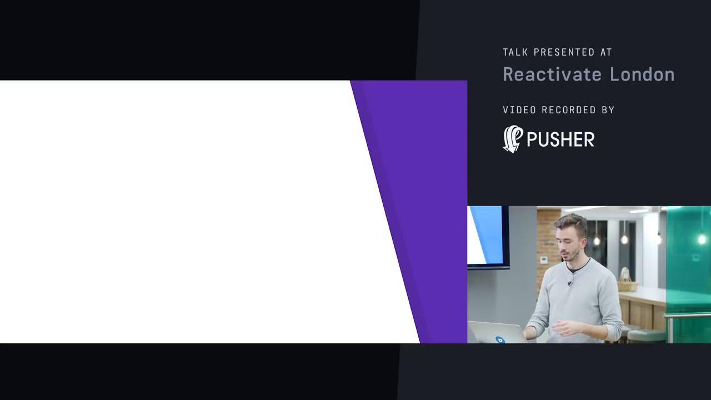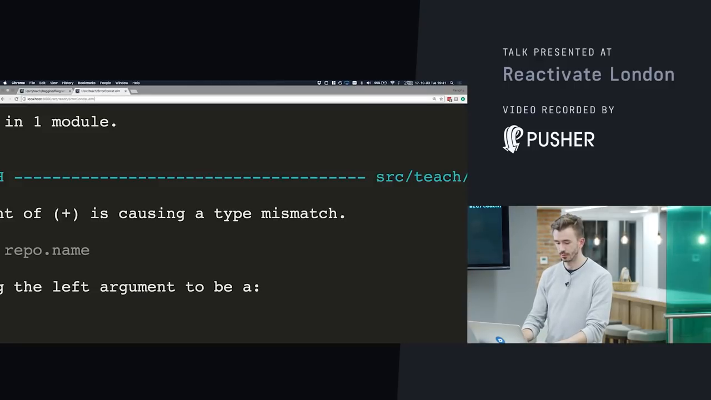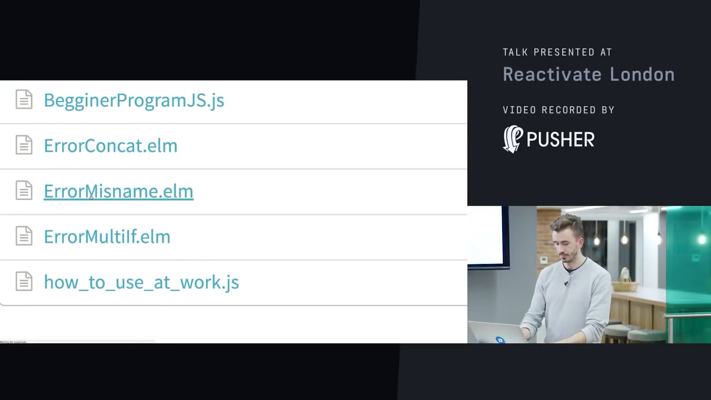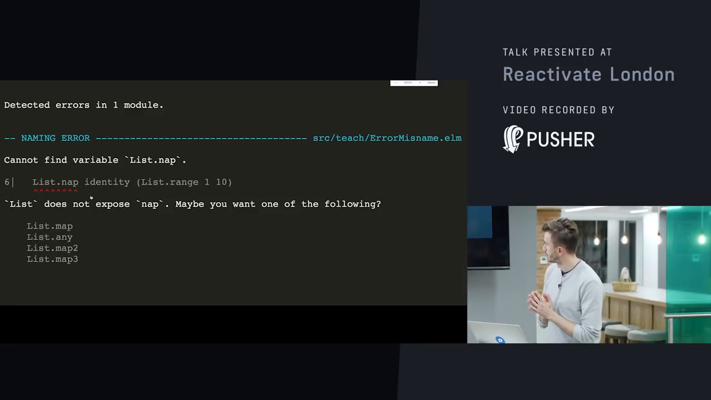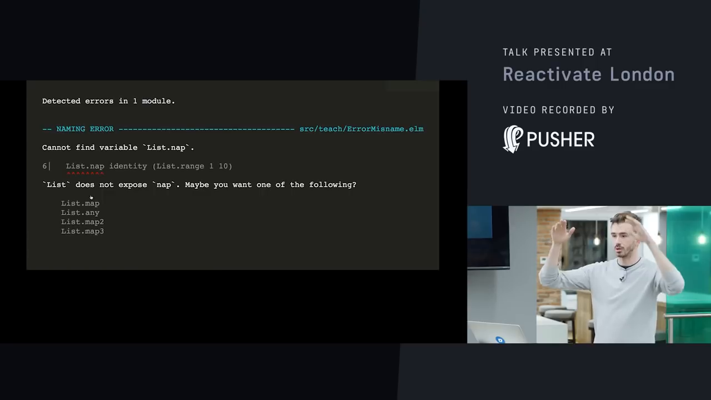So I'm going to give you some nice canned scenarios first, just so you see the kind of quality of Elm error messages. Okay, so the first one I'll show you is this. Here we've got an error from Elm, and this is how it would come up in your console.